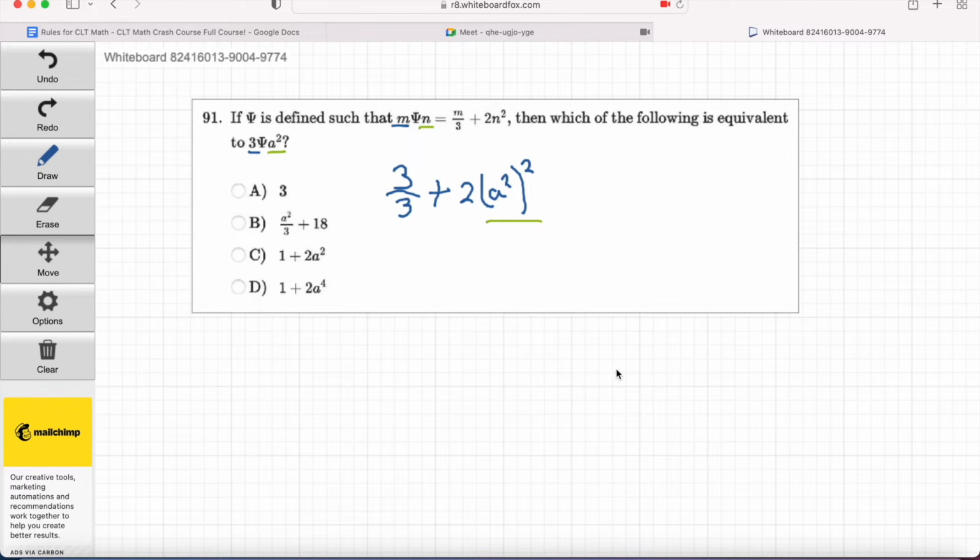Yes. You're not just replacing n squared with a squared. You're plugging in a squared for n. So you're going to have to square a squared, which you did. 3 over 3 is easy. What's 3 over 3? That would be 1. So it's 1 plus. Now this part's trickier here. What do we do?